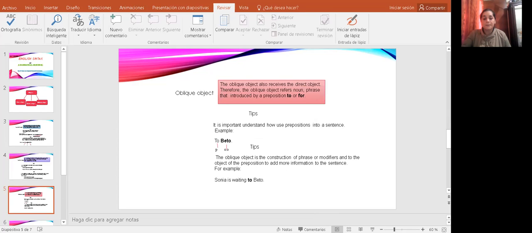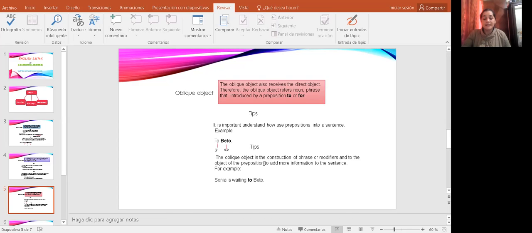Oblique object. The oblique object also follows the direct object. Therefore, the oblique object refers to noun phrases that are introduced by prepositions other than to or for. The first tip: it is important to understand how to use prepositions in a sentence. For example, to is the preposition, and Veto is the oblique object.